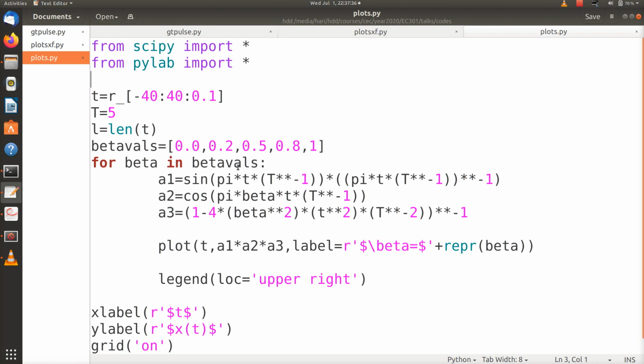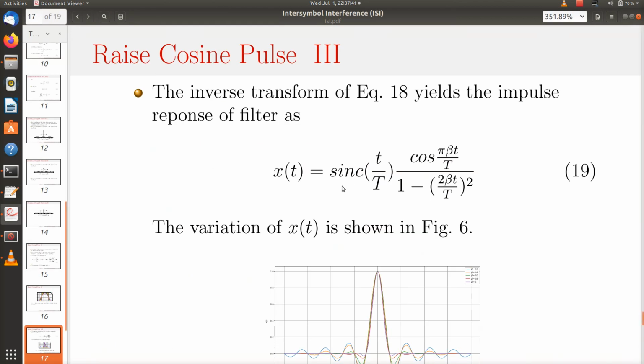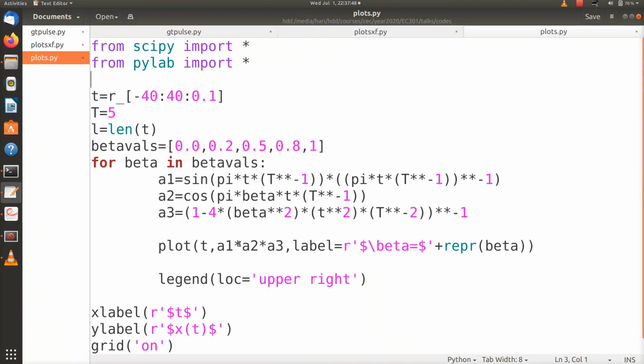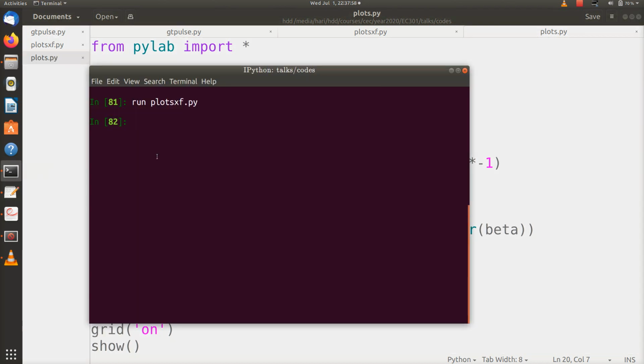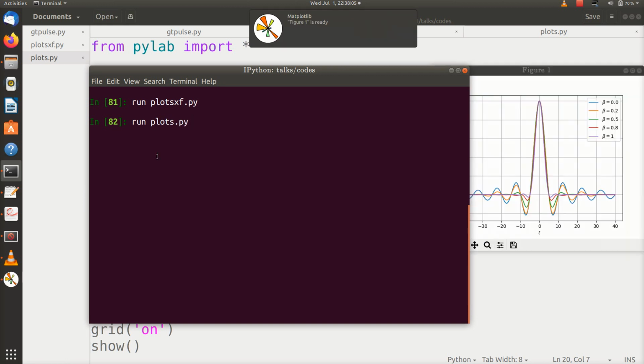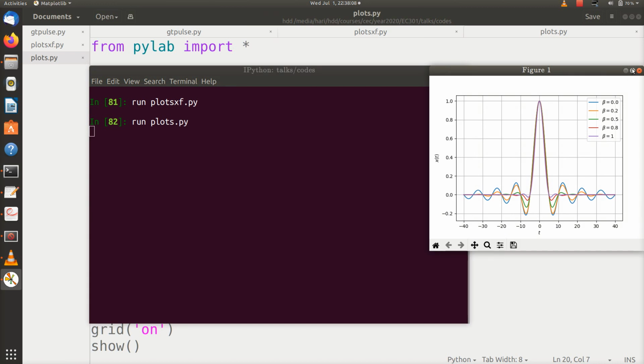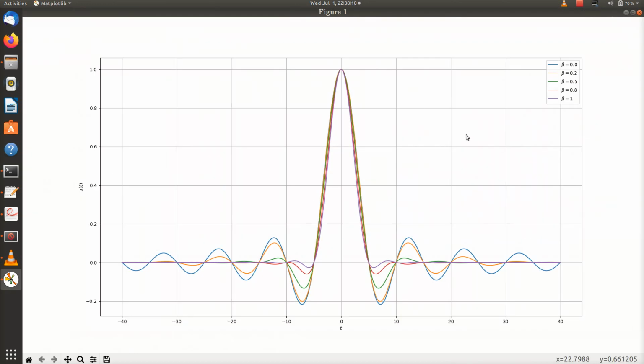So for these different beta values I compute this function. Only thing is I put it as 3 different entities and multiplied and divided for the ease of computation, nothing more. Now when I plot this, I get my x(t). So I will run this, run plots. Now you can see how the signal x(t), the pulse x(t), looks.